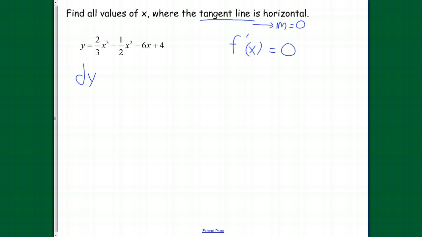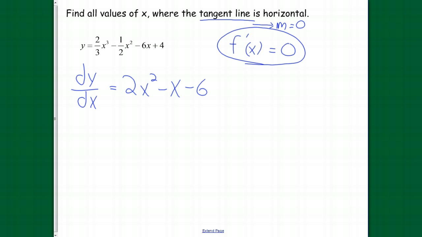So what we've got to do is find the derivative equation. So for this one, we're going to multiply that exponent of 3 out in front. That makes this a 2x squared minus 2 times 1/2 is 1, so minus x minus 6. There is our derivative, and like we talked about, if we want the tangent line to be horizontal, we want the derivative to equal 0.